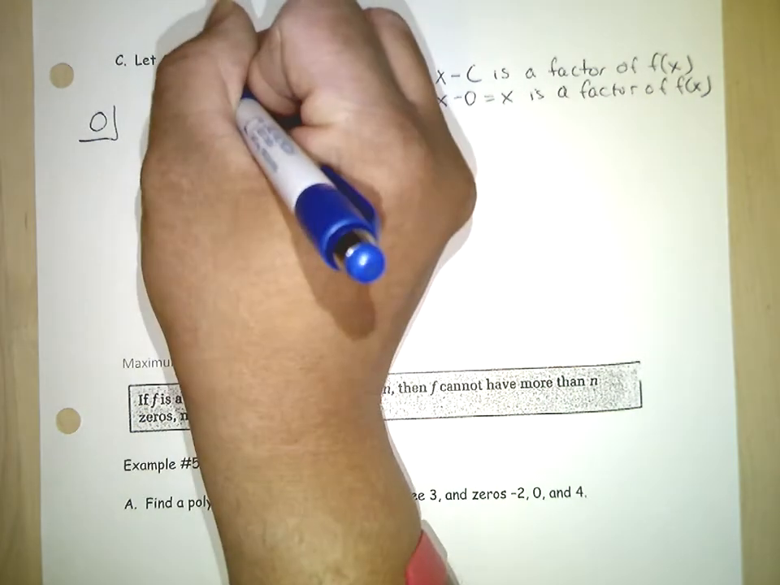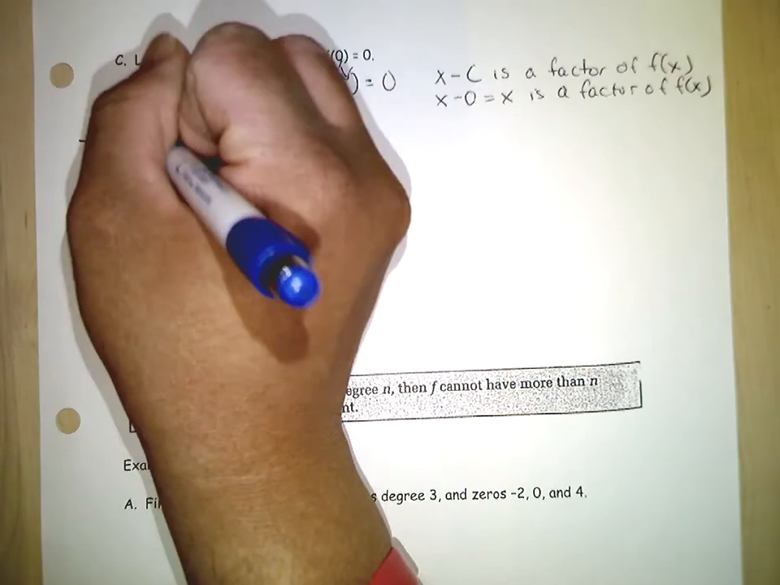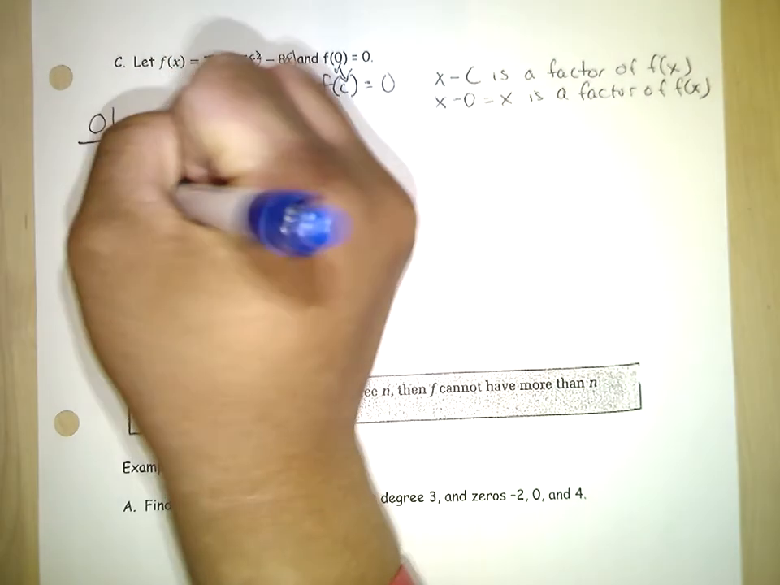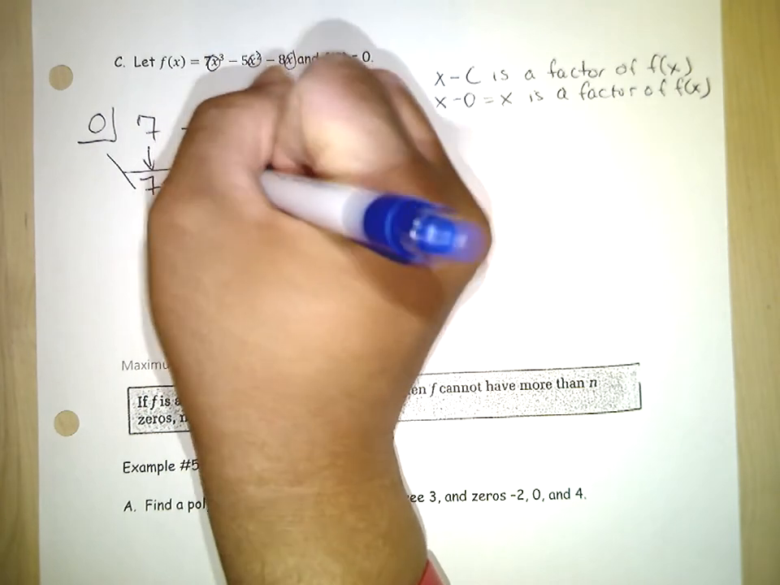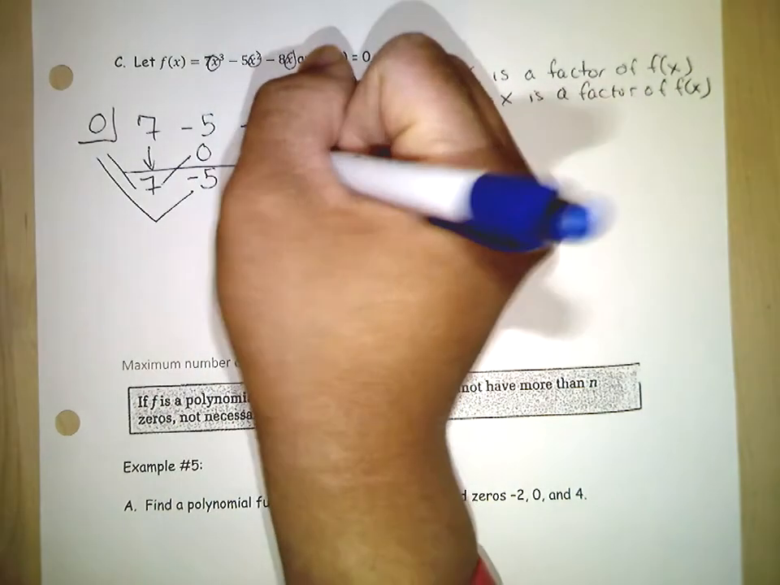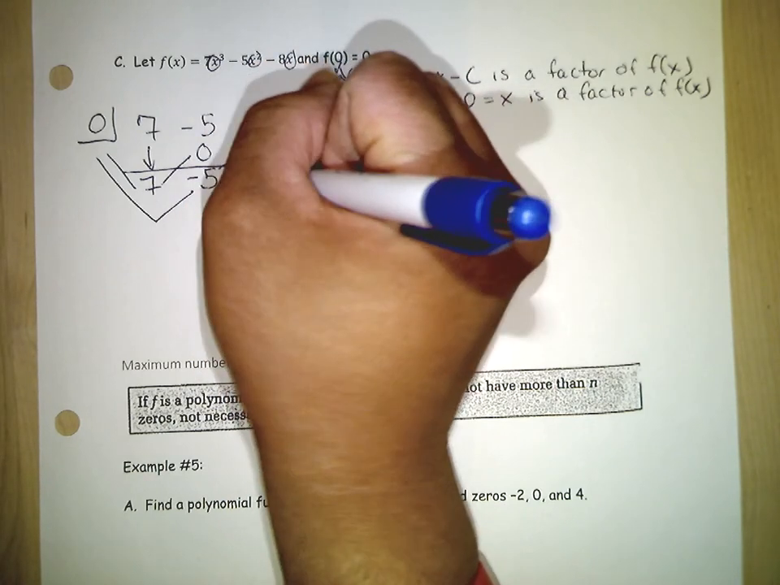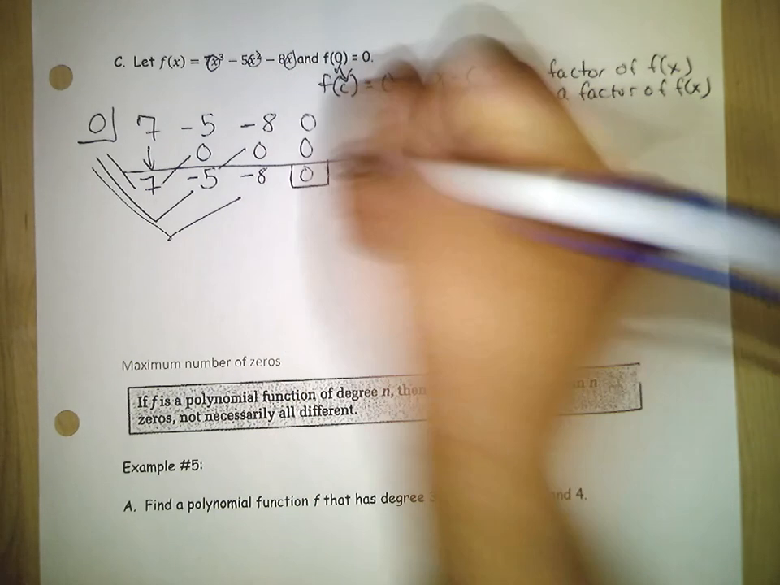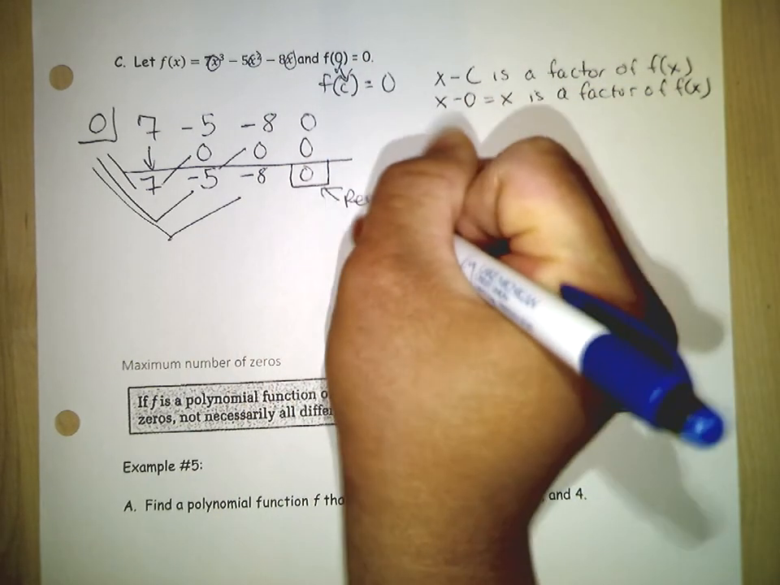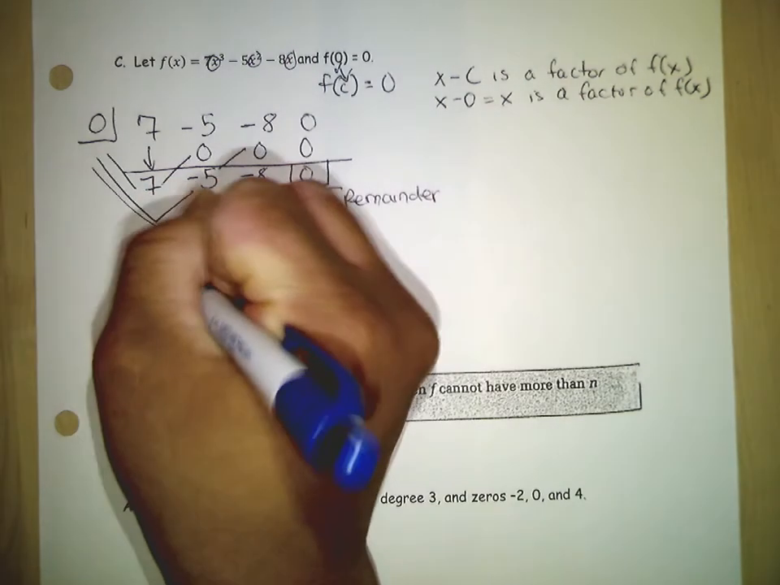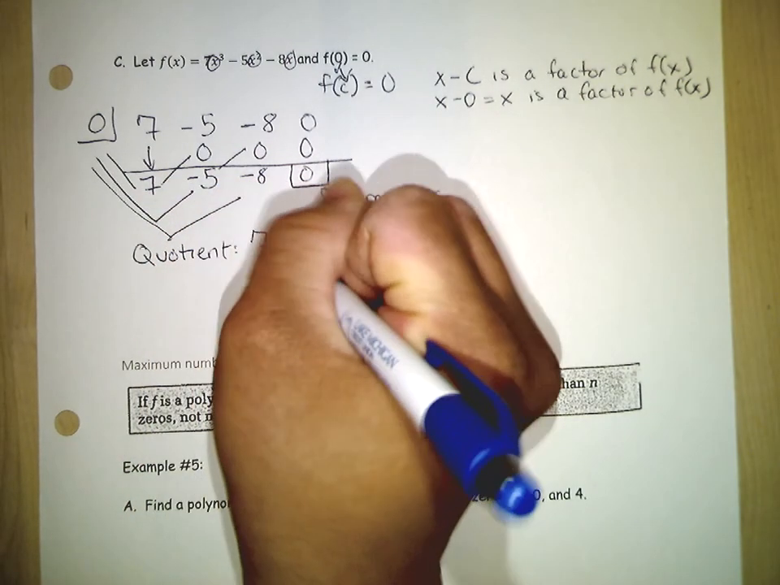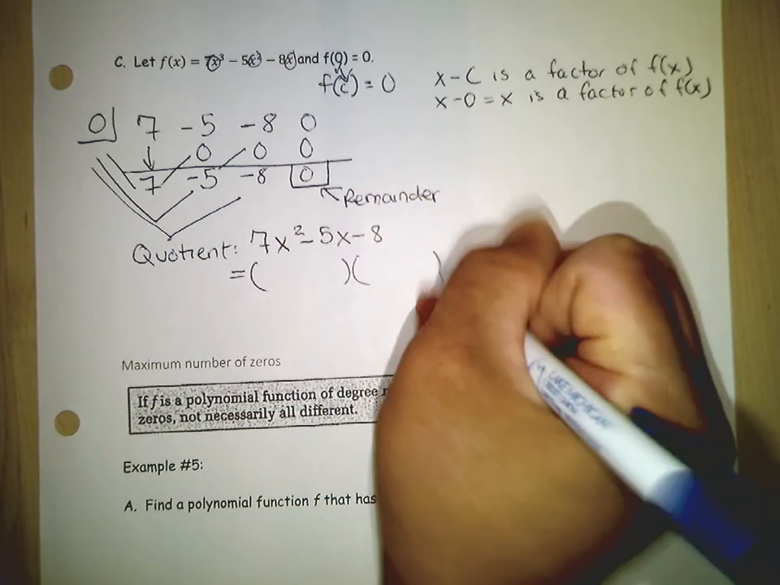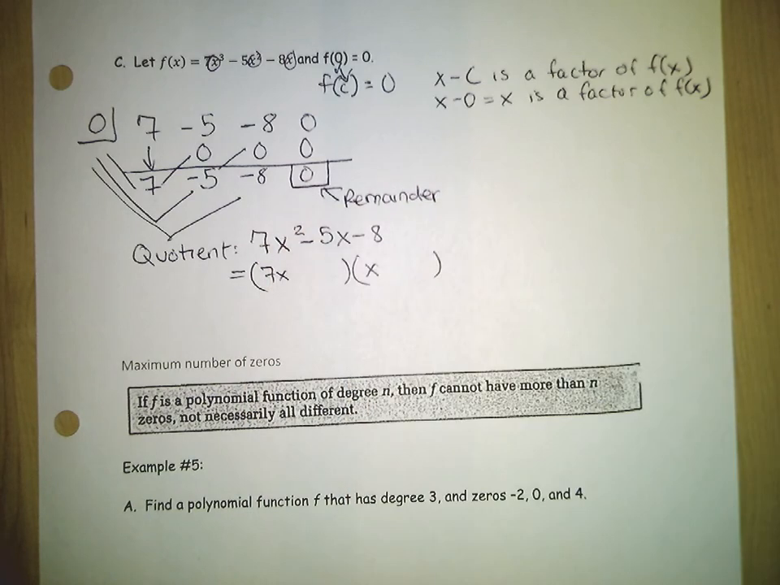All right, so now let's have the coefficients of f of x in descending order. So 7, negative 5, negative 8, 0. Let's bring down the 7. 7 times 0 is 0. So negative 5 plus 0, negative 5. 0 times negative 5 is 0. Negative 8 plus 0 is negative 8. And 0 times negative 8 is 0. And 0 plus 0 is 0. So I know that this is the remainder, but then the quotient is actually just 7x squared minus 5x minus 8. And then I can factor this, so we have 7x, and we have x.